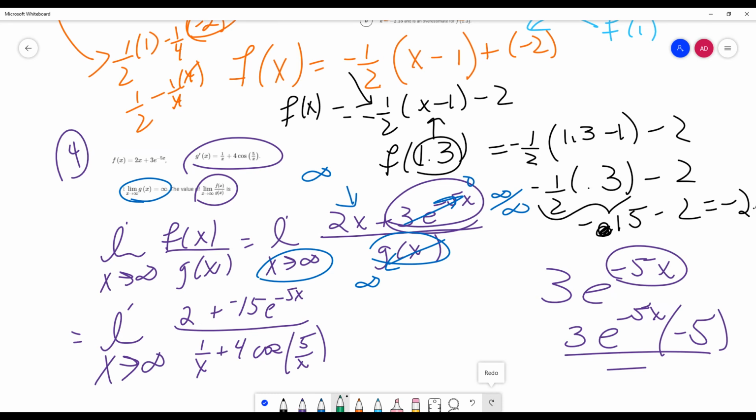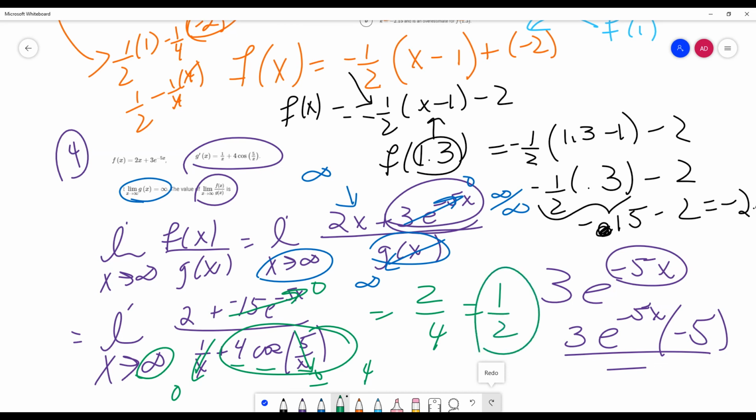Okay, here we go. Send x to infinity. Well, that piece is going to 0, like we said. 1 over x is going to 0. 5 over x is going to 0, but now we have 4 times cosine of 0, which, by the way, is 4. So you end up with 2 over 4, which is 1/2, and that was one of your answers.